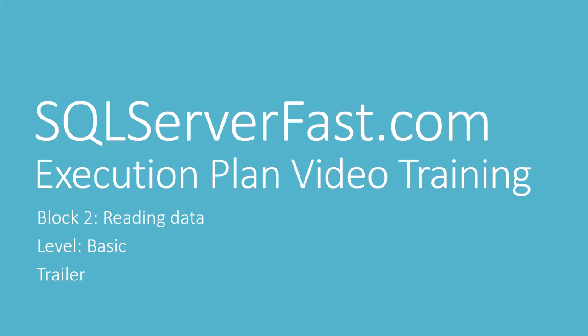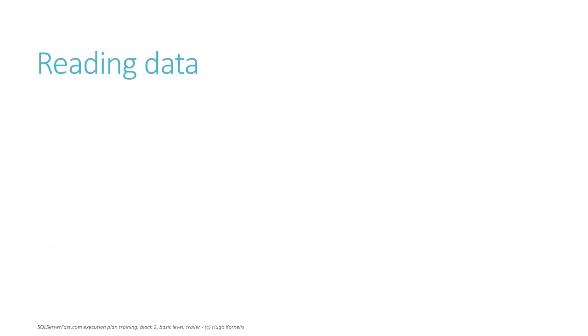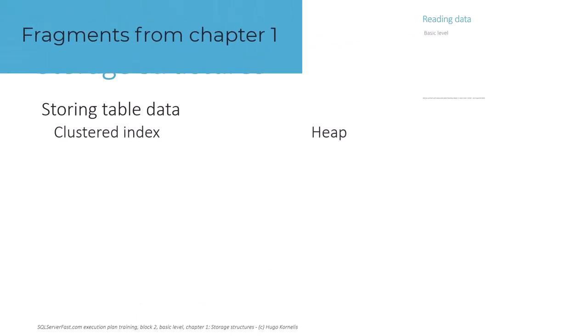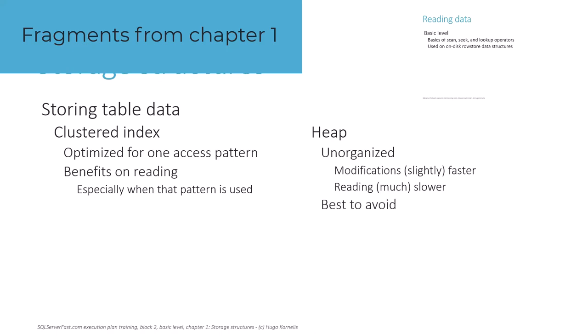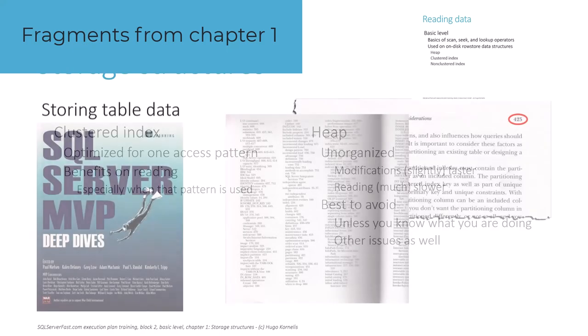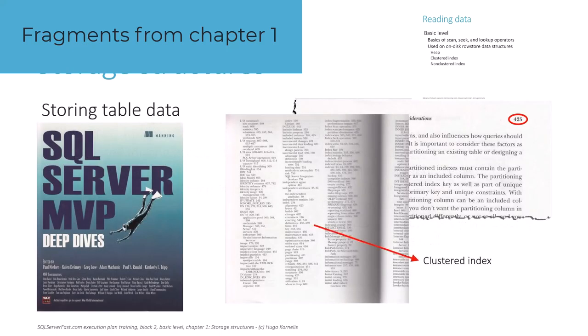Block 2 of this video course is completely devoted to execution plan operators that read data. These are incredibly important when troubleshooting a slow running query because many performance issues eventually turn out to be caused by a bad choice of data access strategy. In the basic level of Block 2, we explain the basics of scan, seek, and lookup operators by describing how they work on the default and most used storage architecture, heaps and normal clustered and non-clustered indexes.